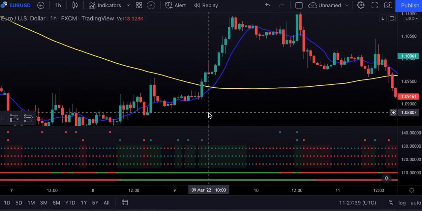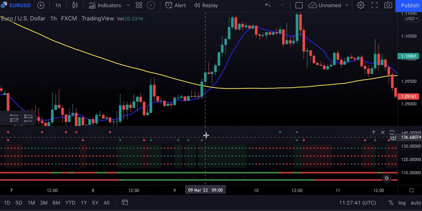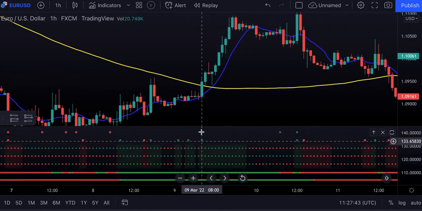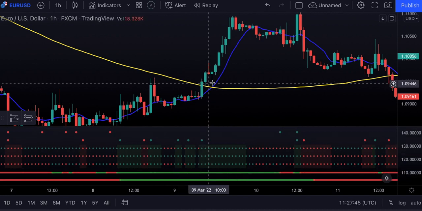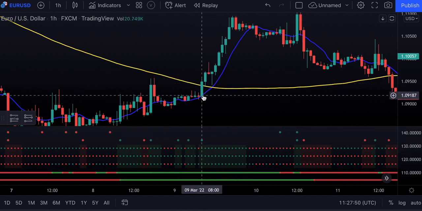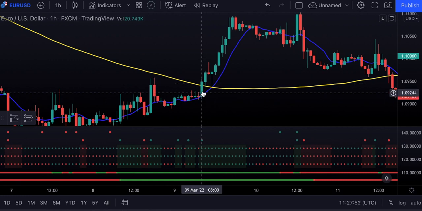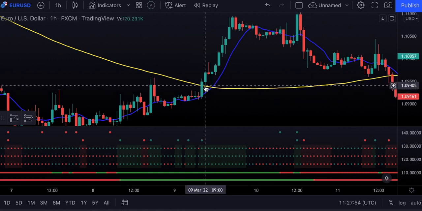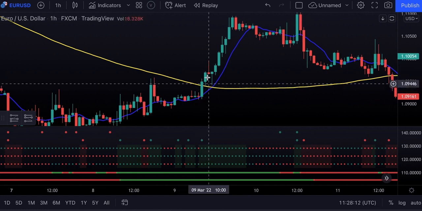Here's an example of a long trade you wouldn't have taken. So even though we have a valid signal from our indicator to go long on this candlestick right here, we see the price is sitting above these 2 moving averages. But the problem is this blue faster length moving average is sitting below this slower length moving average. So we would have skipped this trade.